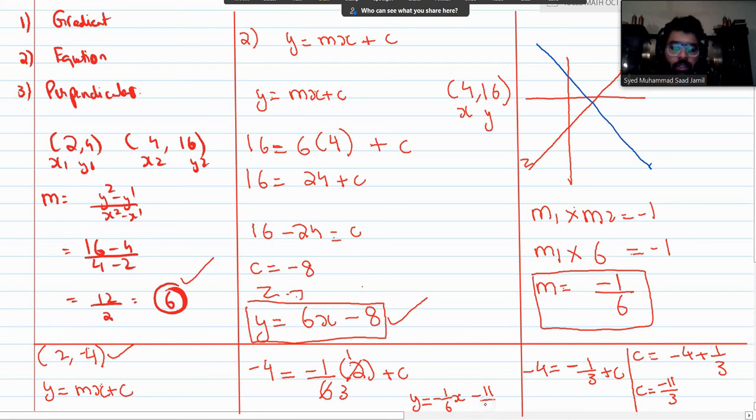So basically we learned 4 things over here. The 4 things are finding the gradient, making the equation, finding the gradient of the perpendicular line, making the equation of the perpendicular line. Any confusions?